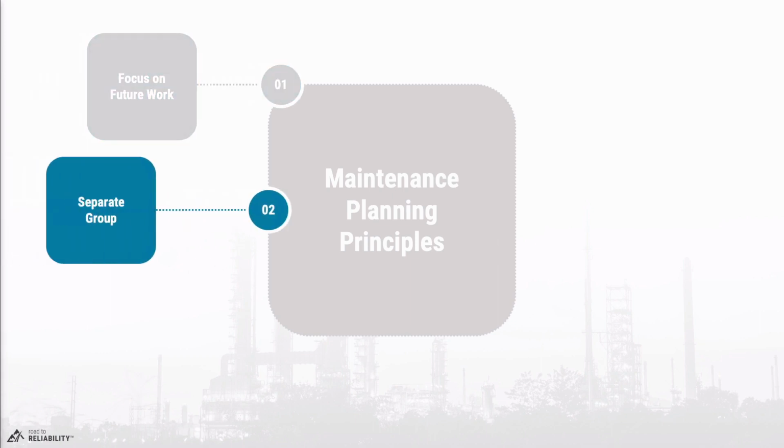The second principle is that your maintenance planner should be sitting in a separate group in your organization, away from your execution team. You don't want your planners reporting to your maintenance supervisor if you can help it. And this principle is basically an organizational design principle to support principle 1. By putting your planners in a separate group, you make it easier for them to focus on future work, and they are less likely to get dragged into today's emergency or having to cover for the supervisor when he or she is on leave.